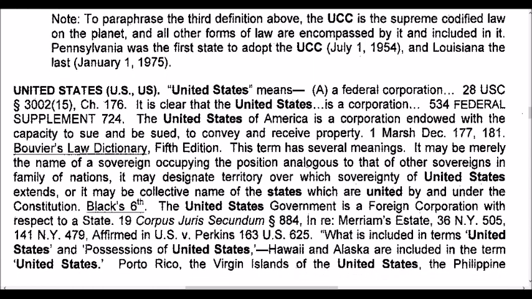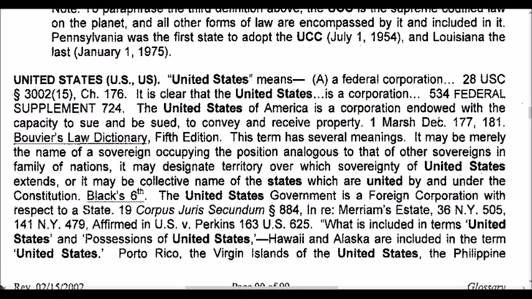This term has several meanings. So the United States has several meanings. It may be merely the name of the sovereign occupying the position analogous to that of other sovereigns in the family of nations. It may designate territory over which the sovereignty of the United States extends, or it may be the collective name of the states which are united by and under the Constitution. Black 6th.